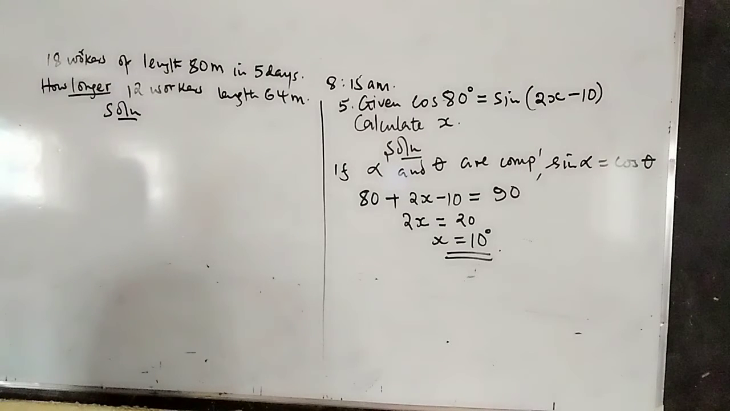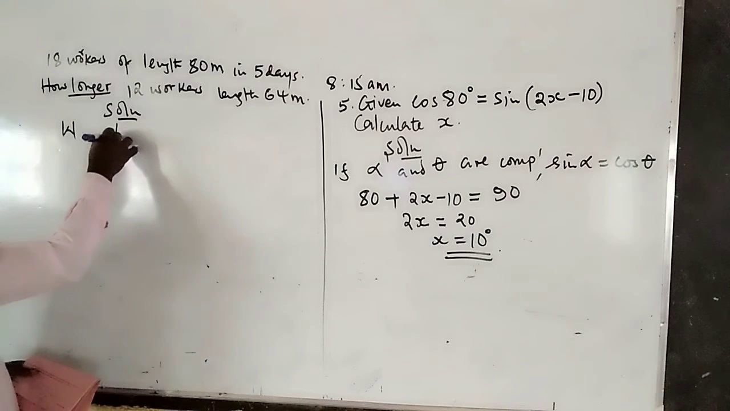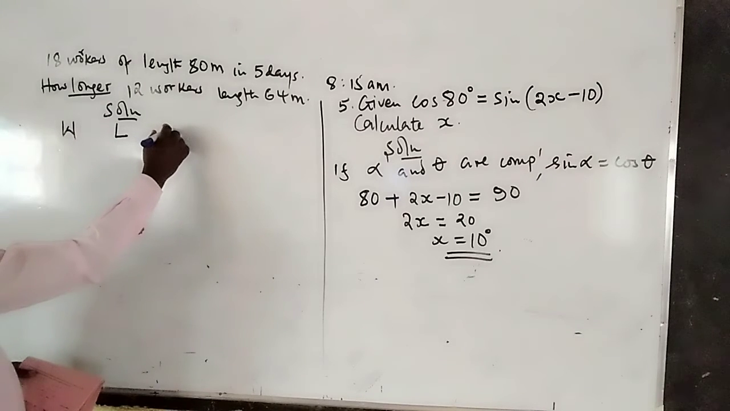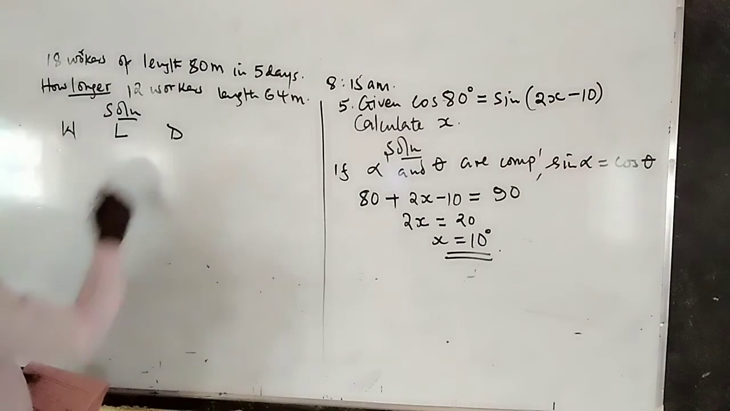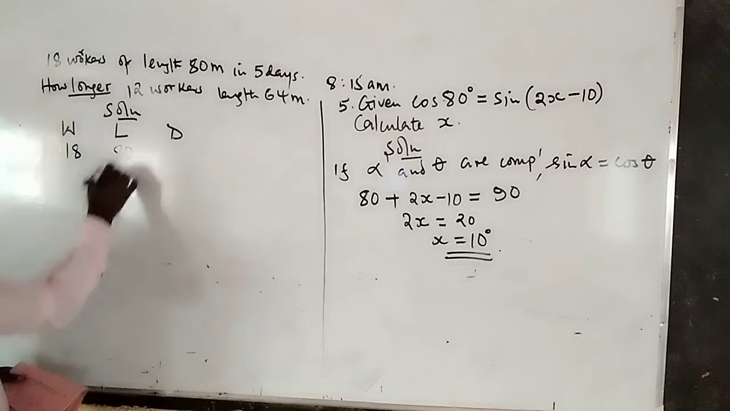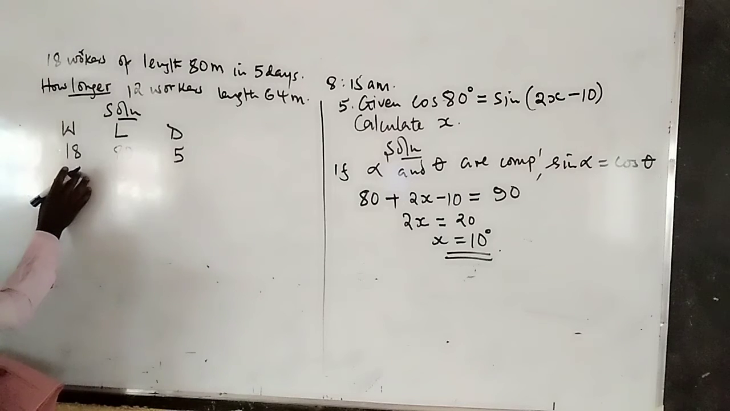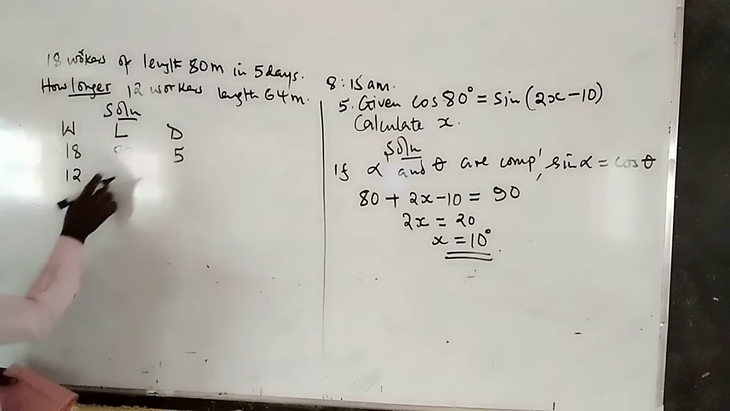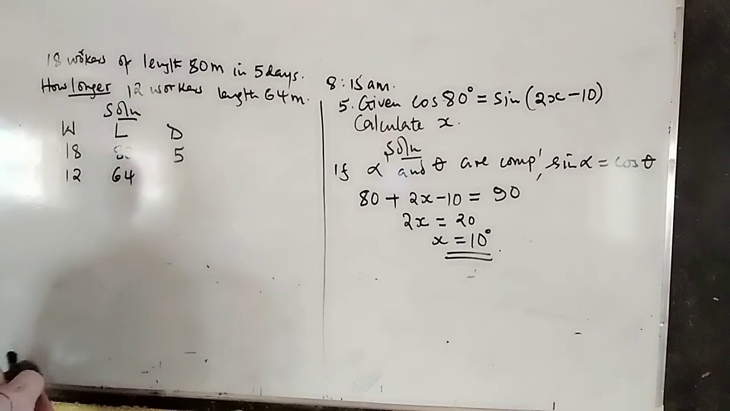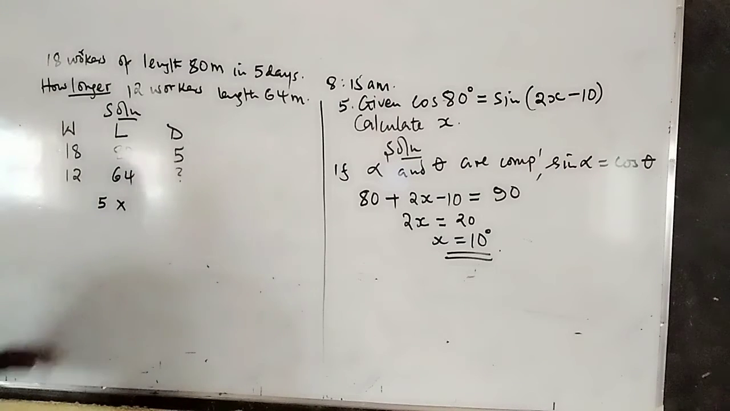So we can arrange these components into the number of workers, the length of the trench, and the days taken. Therefore, 18 workers can dig an 80 meter length trench in 5 days. How much longer will 12 workers take to dig a 64 meter trench? How long will they take? There is 5, so now we'll be varying 5 depending on the other elements.